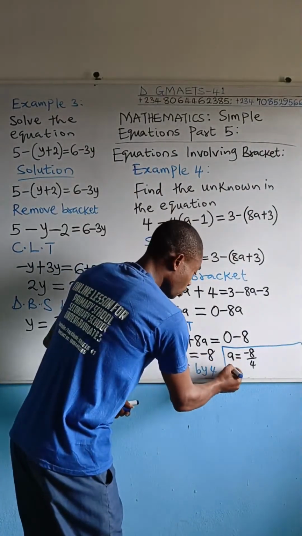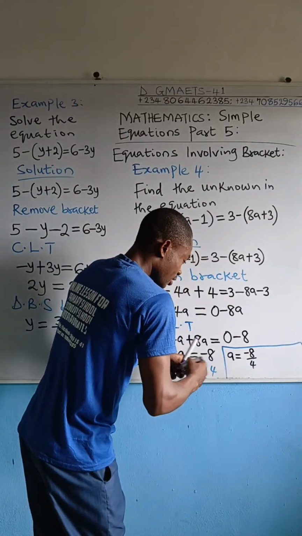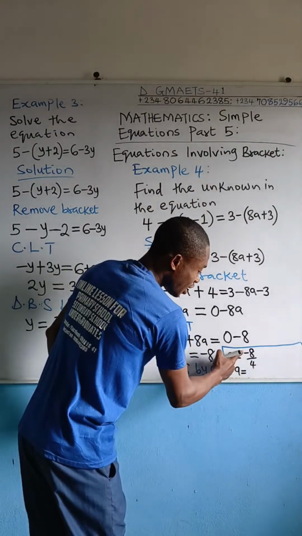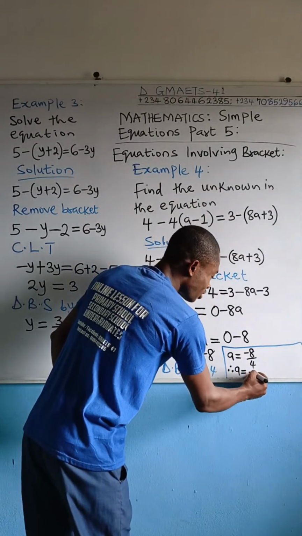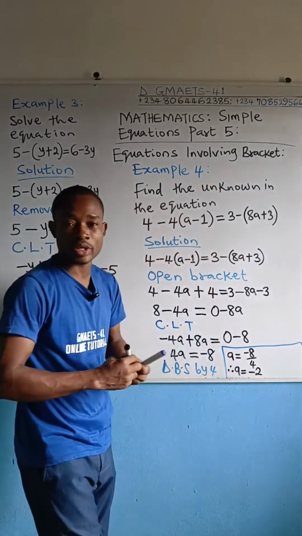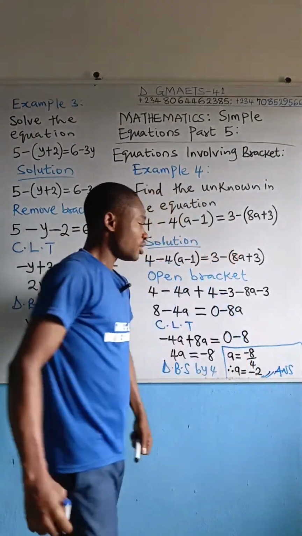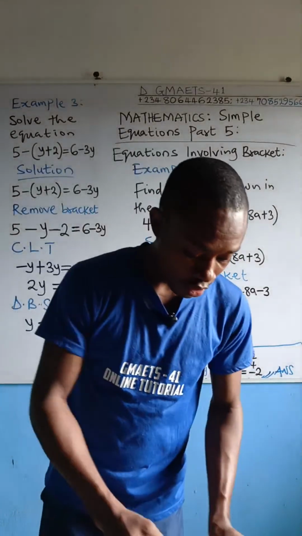Therefore, conclude that 8 divided by 4 is 2. But then minus divided by plus will be minus. So that 2 we have minus attached to it. So the value of a is minus 2. The value of a is minus 2.